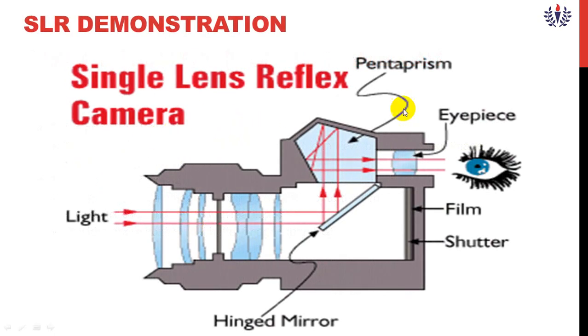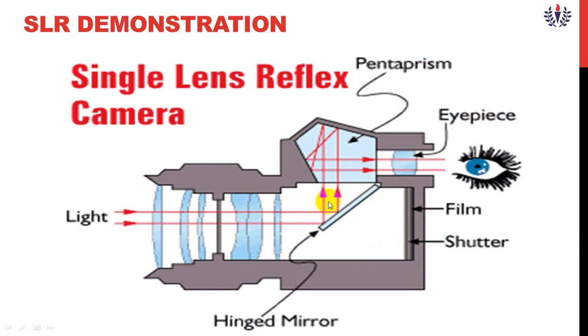So this is the block diagram of a single lens reflex. You see this diagram here. This is the camera body. The retina will be there, this is the eye space, which we are seeing here. And this is the film and shutter. And this one is a mirror. A hinged mirror, which will be placed in a 45 degree direction, not 60 degree, it will be in a 45 degree direction.